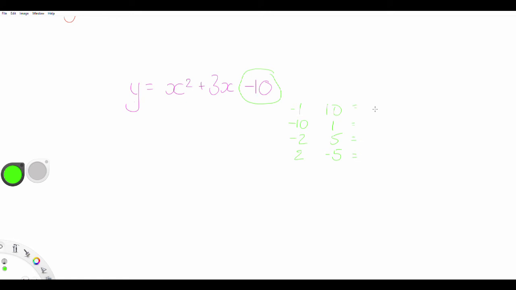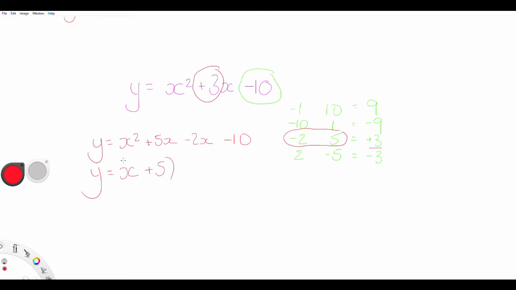Next step, add them, see what we get, and then think, what is our term here? We wanted a positive 3. Do we have a positive 3? Yes, we do. Therefore, these are the numbers that we're going to use. So we can then say y is x squared plus 5x minus 2x minus 10. Doesn't matter which way around they go because they're going to times together at the end. You're going to put them in two brackets. Doesn't matter which way around the brackets are. And then we can split that into the brackets: x plus 5, and then x minus 2.